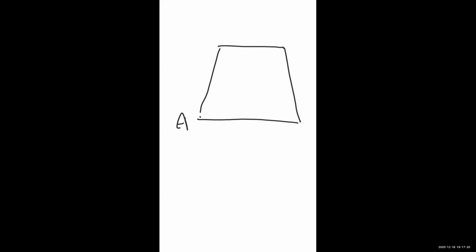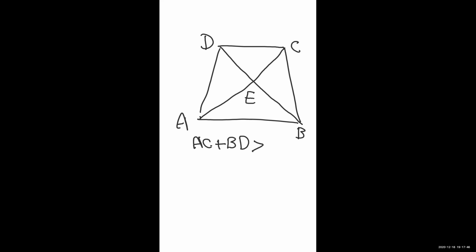A, B, C, D, and BD and AC intersect at point E. ABCD is a quadrilateral whose diagonals intersect at point E. Prove that AC plus BD is greater than BC plus AD. Nothing more, this is only the given data.